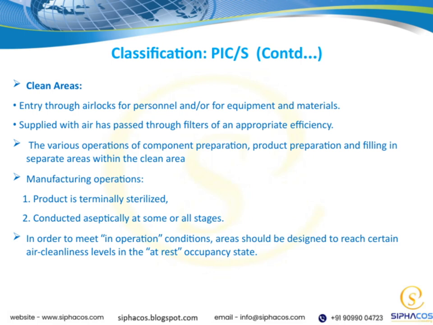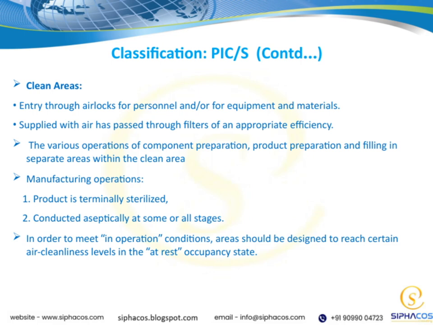Additionally, the air supplied to these areas has to pass through filters with the appropriate efficiency to ensure the air remains as clean as possible. Within these clean areas, different operations are carried out in separate zones. For example, component preparation happens in one part, product preparation in another, and filling operations are conducted separately as well. This separation helps maintain the integrity and cleanliness of each process stage.